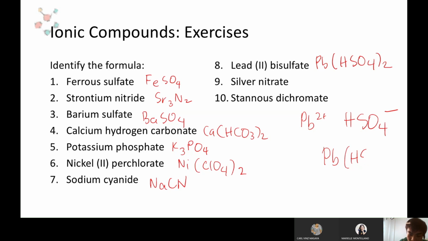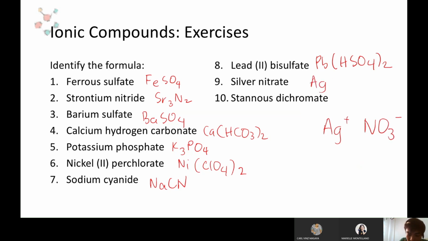And, number 9, proceed tayo. Silver nitrate. Yung silver, siya yung transition metal na isa lang yung charge na napo-form, no? So, ang charge na napo-form niya, isa lang talaga, yung nitrate, NO3. So, pag pinagsama mo yan, AgNO3, no? Silver nitrate. Siya lang yung transition metal na isa lang yung napo-form na charge, no?